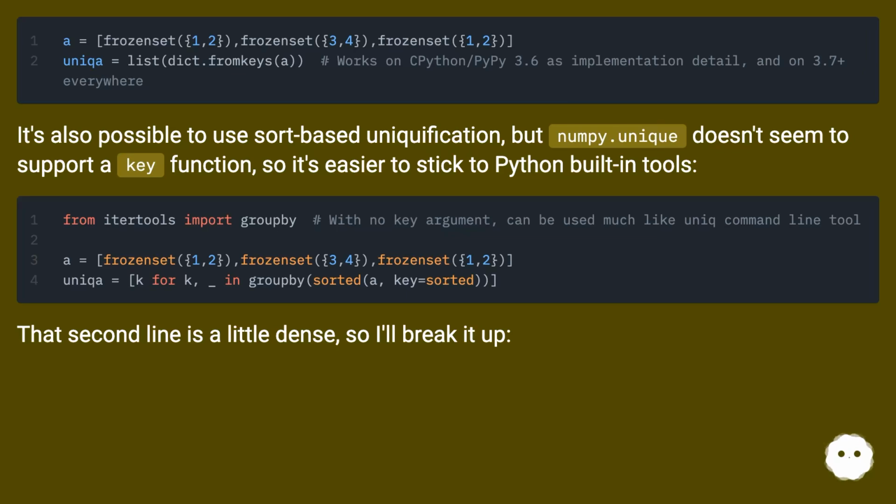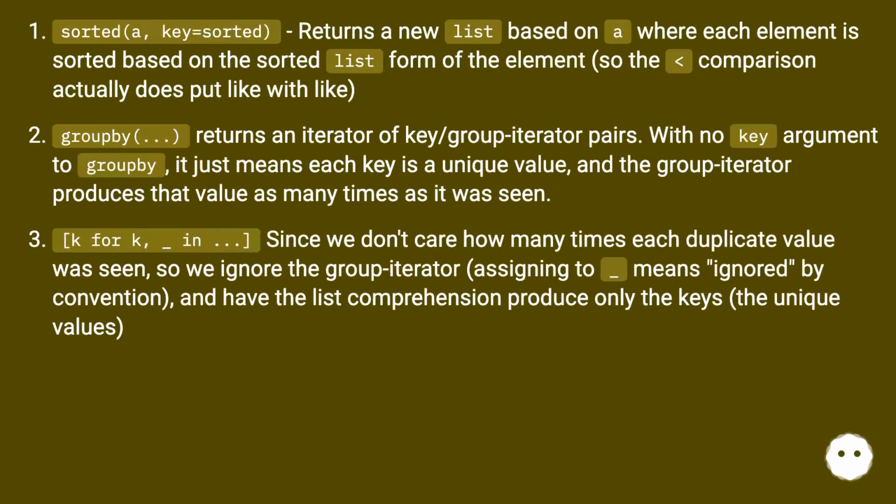That second line is a little dense, so I'll break it up. sorted(A, key=sorted) returns a new list based on A where each element is sorted based on the sorted list form of the element, so the is-lower-than comparison actually does put like with like.